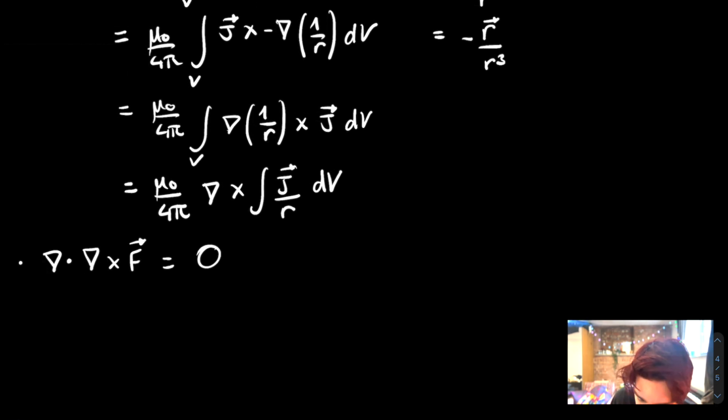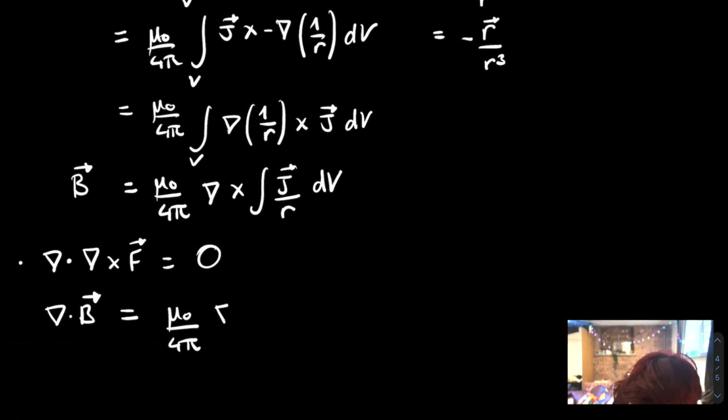So what happens when we take the divergence of B? Because remember, this is all the magnetic field right there. Well, the divergence of B is simply going to be equal to the divergence of whatever's on this side. So all this right here. So we're going to get mu naught divided by 4 pi times the divergence of the curl of all this stuff right here.